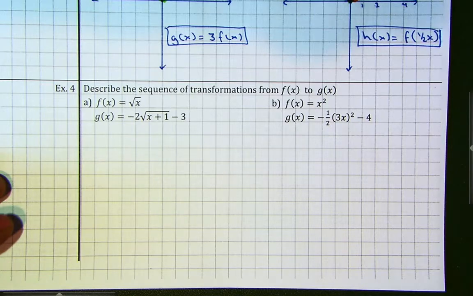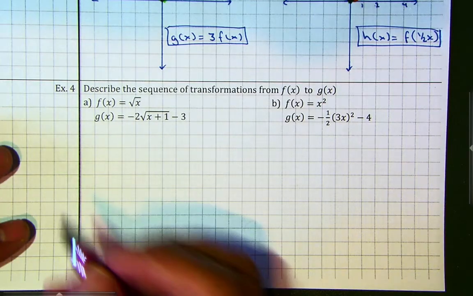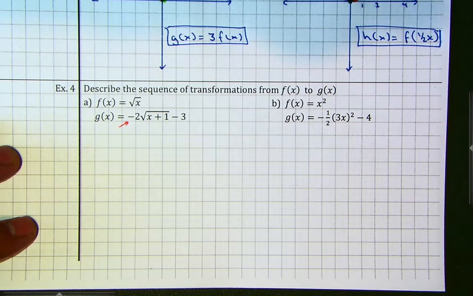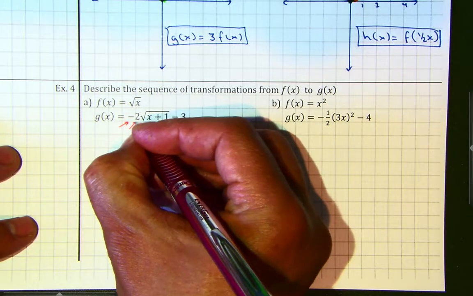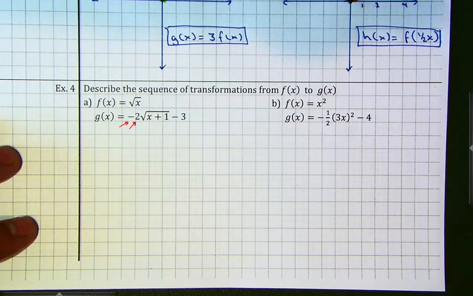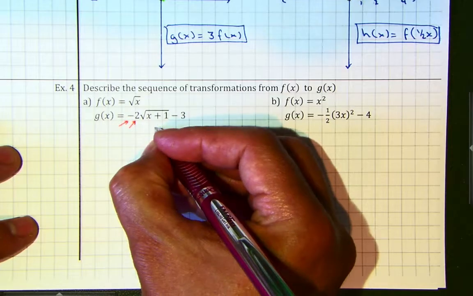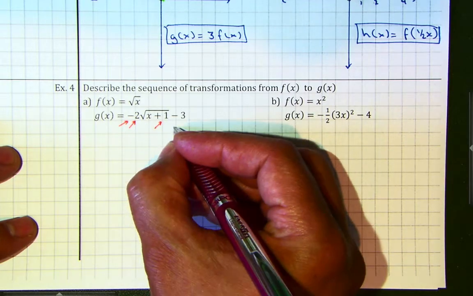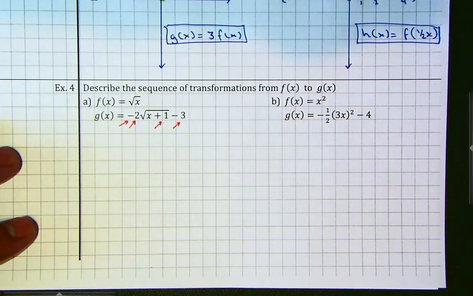We have 4. 1 for the negative, there'll be a reflection on the x-axis. The 2 will be a vertical stretch. The 1 is going to shift the graph to the left, and the negative 3 will be shifting it down 3. So let's write that down.